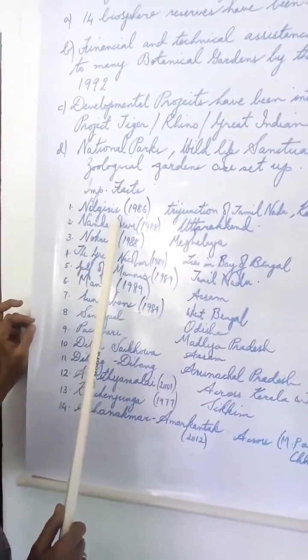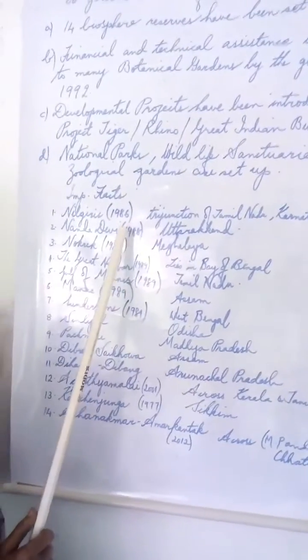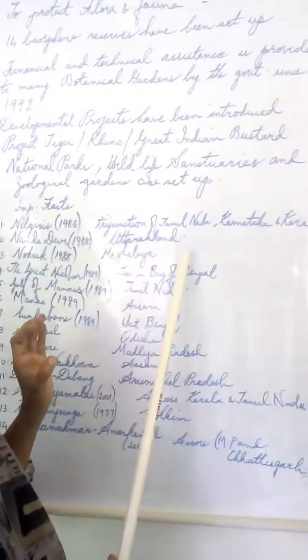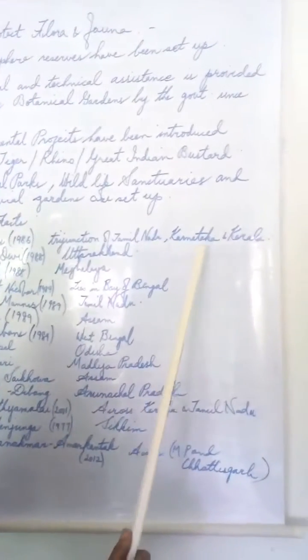We have the Nilgiris. It was introduced in 1986, and the Nilgiris lies at the tri-junction of the states of Tamil Nadu, Karnataka, and Kerala. Okay, the remaining portion we will continue with in the third module.